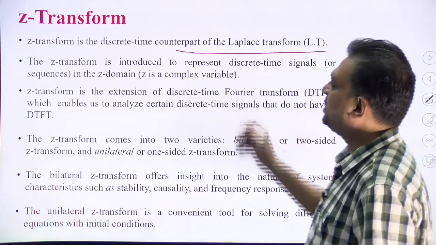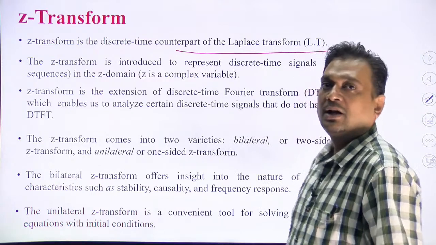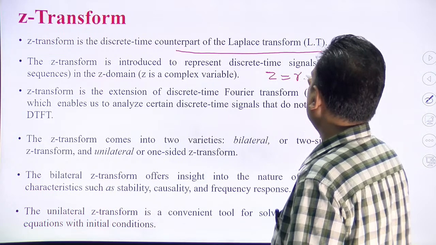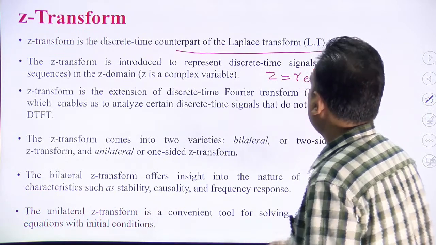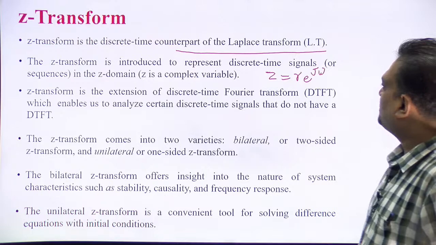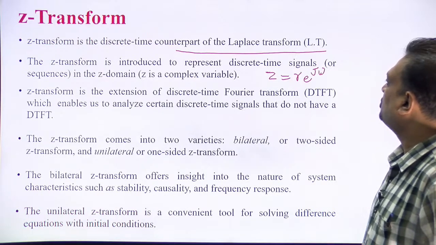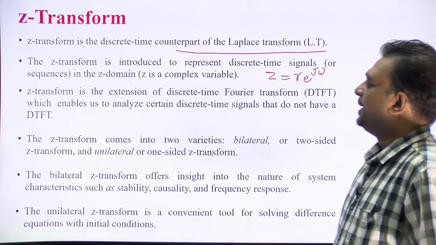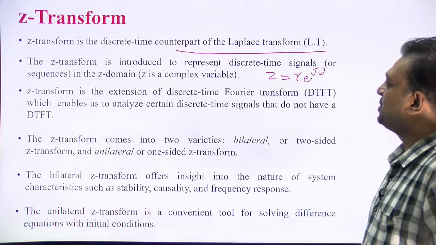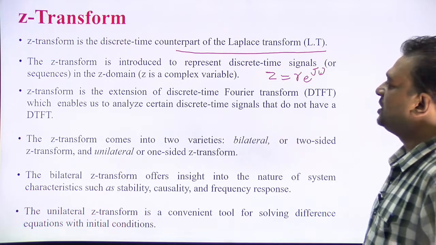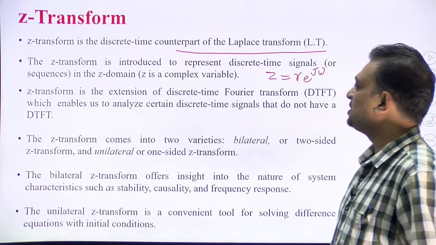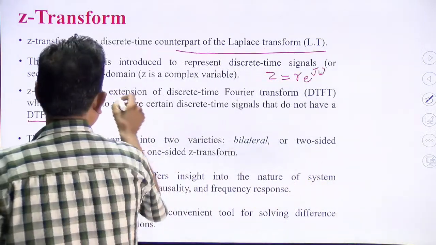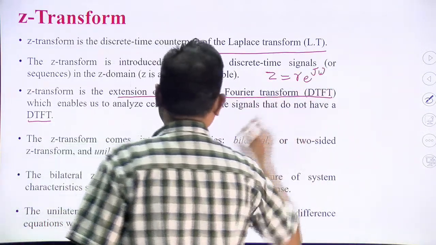So the Z domain is basically a complex domain where you can say z is represented by r e to the power j omega, where r is basically the radius of the circle and e to the power j omega is the exponential function, where omega is the frequency. And the Z transform is the extension of the discrete time Fourier transform, which enables us to analyze certain discrete time signals that do not have a DTFT. So you can say it is basically the extension of the discrete time Fourier transform.